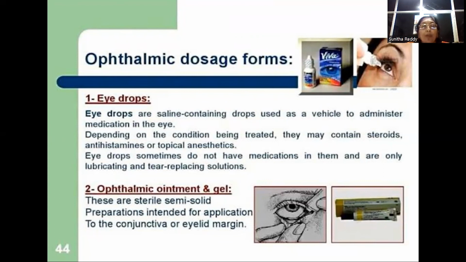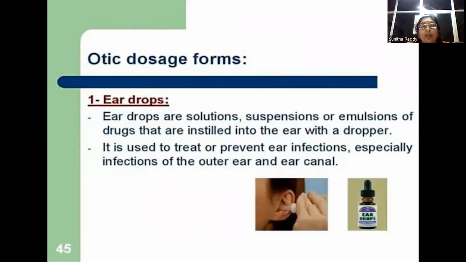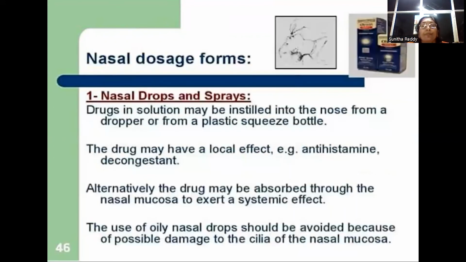or eyelid margin. Ear drops are another dosage form which will be dispensed into the ear. These can be solutions, suspensions, or emulsions of drug instilled into the ear with a dropper, and these are used for treating infection in the ear or moistening in the ear.